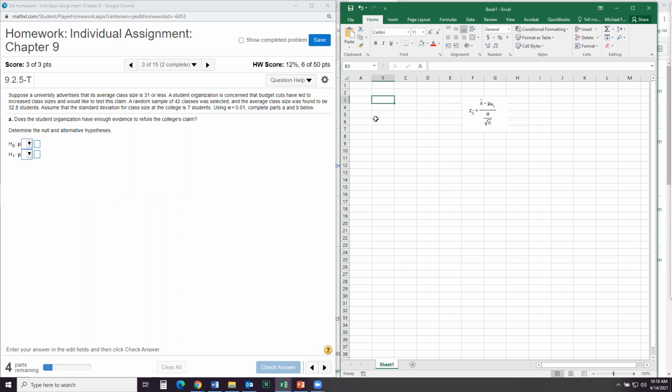So I always try to start with trying to know all the variables that I have. The amount that we're assuming things are, I'm going to call that X, is 31. That's the average we're testing, to see if it changed from 31. We did a sample of 42 classes, so n, our sample size, is 42. And the average class size, X bar, our sample mean, was 32.8.